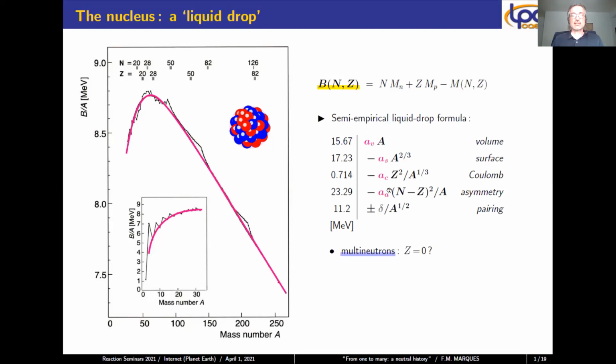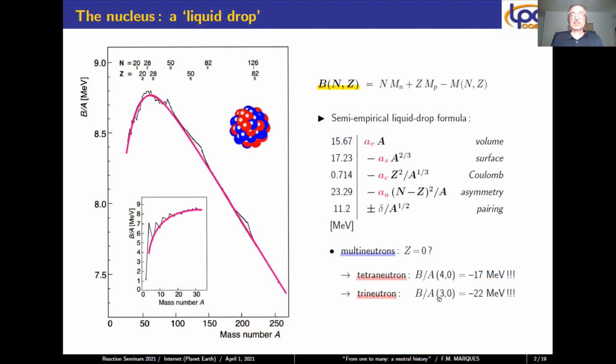And so it's very easy, as a very simple exercise, to set the number of protons to 0 in this formula and see what the liquid drop predicts. And then you see that for the 4 neutron system, the prediction of the liquid drop is minus 17 MeV per nucleon. So here we are at 8. So minus 17 is several meters below your screen.